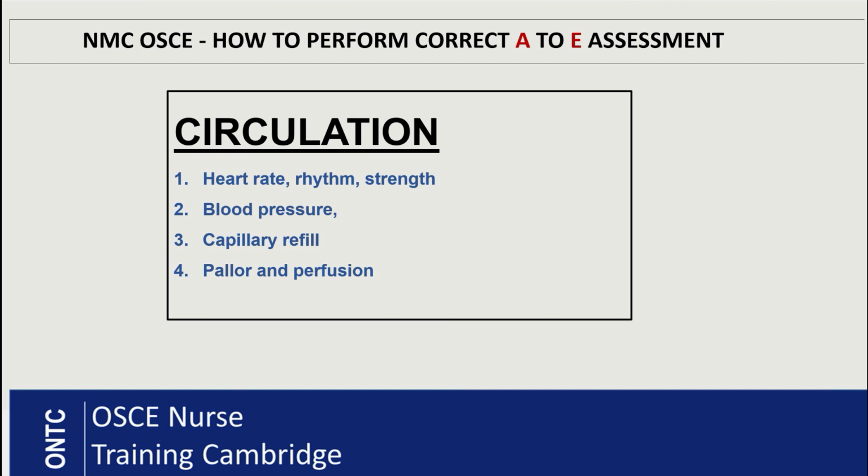Rhythm: is the heart rhythm of the pulse regular? And also the strength. Is it a weak pulse or is it a good strength pulse? Hopefully it will be a good strength pulse. So that's what you need to say. Blood pressure, then you need to check the patient's blood pressure and say what is the reading exactly.